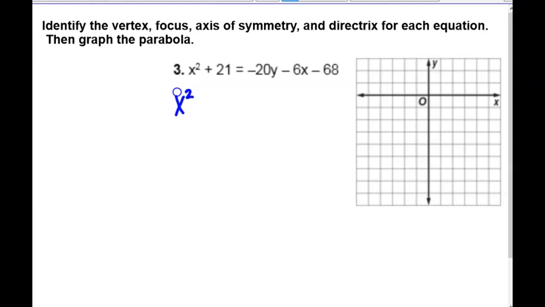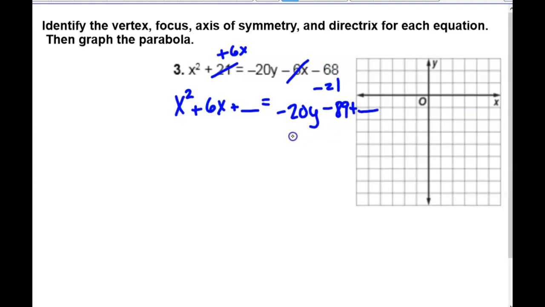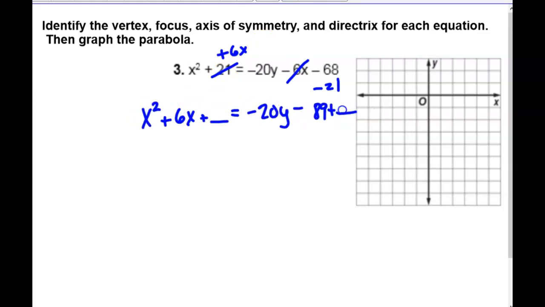Okay, so x squared, if I'm going to move this over, I have to add it, right? So I'd have plus 6x plus a blank equals, I'm going to subtract 21 over here, right? We move that. So I'd have a negative 20y minus 89 plus a blank. I don't suppose I can move all this over. Maybe. Not very nicely, but I got it.